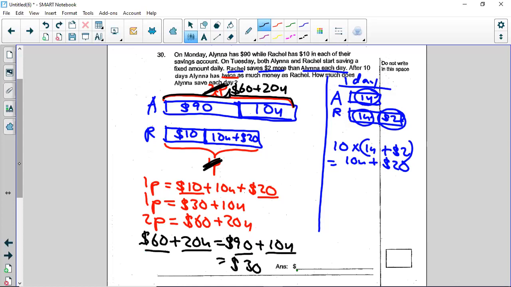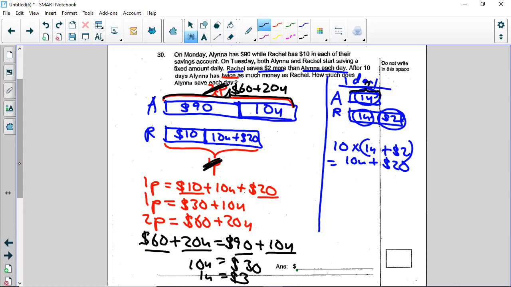Okay, 20 minus 10 will be 10 units, which is equal to $30. Then your 1 unit will be $3. So how much did Alina save every day? Every day is here. So how much did she save? 1 unit.